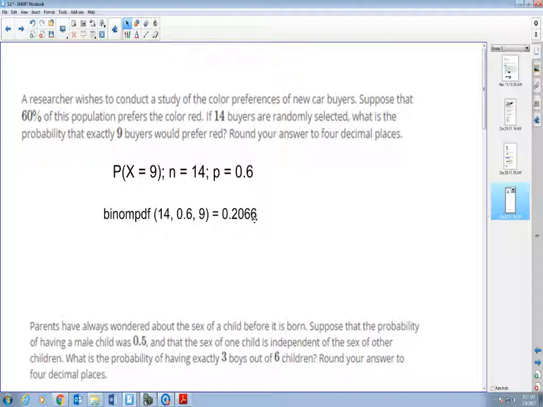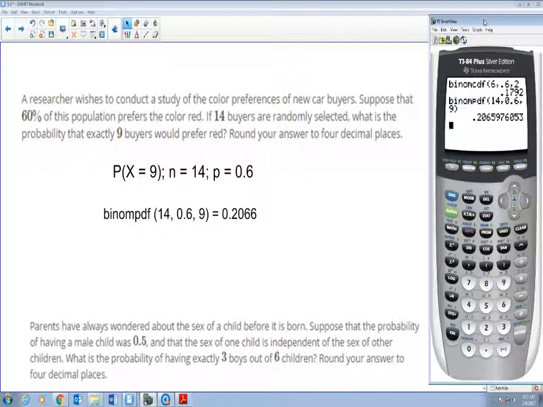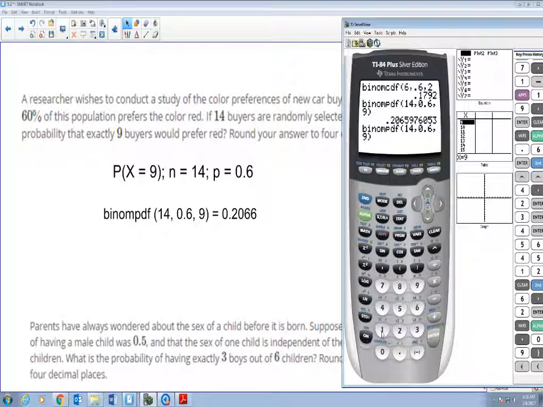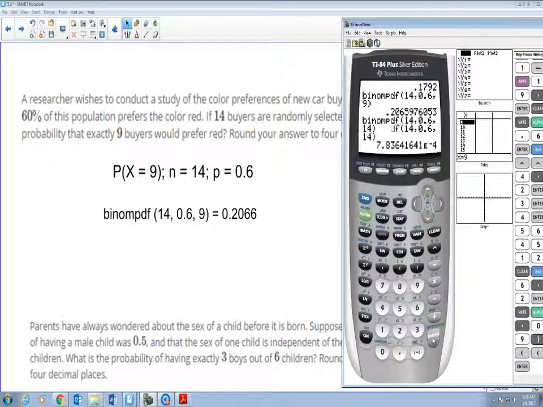Okay. 60% of the population prefer red. So if we select 14 buyers at random, out of those 14 buyers, what's the chance that exactly 9 of the 14 will prefer red? It's about 21% chance. It's real weird though if I would say, well, what is the chance that all 14 of them, the 14 I select, will prefer red? A lot of people will say it's 100%, but nope.